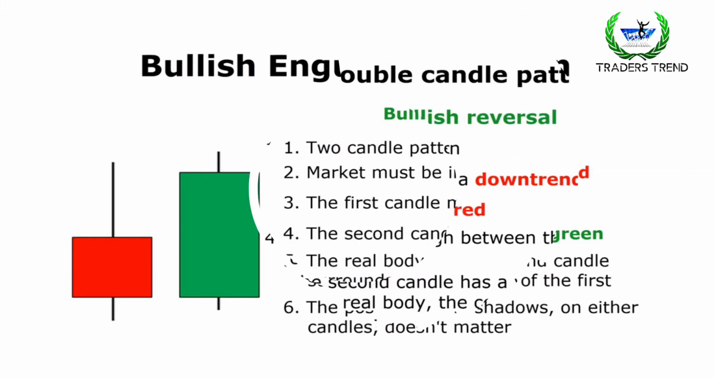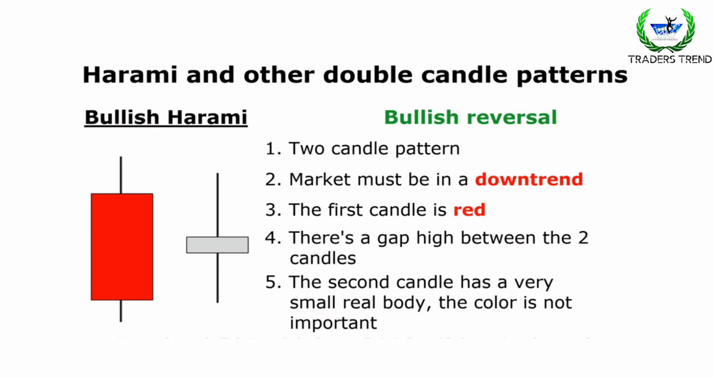And the next one is the bullish reversal candle, the Bullish Harami. The Bullish Harami is a very famous candlestick for the bullish reversal. It is a two candle pattern. The market must be in a downtrend. The first candle is red and there is a gap between the two candles. The second candle has a very small body. The color is not important, but if it is green it is a reversal.